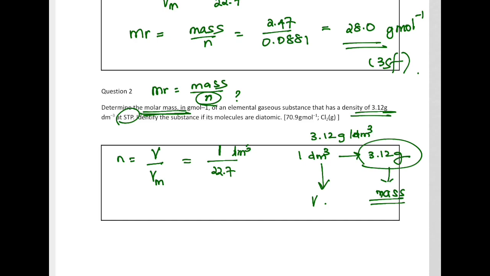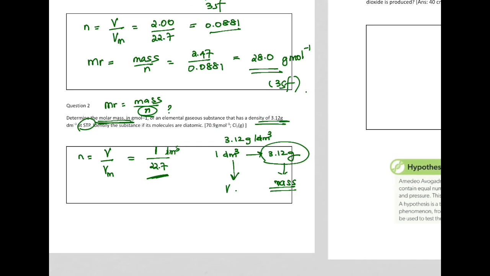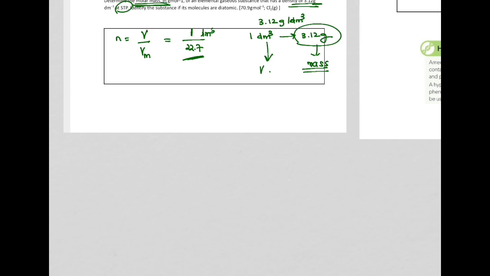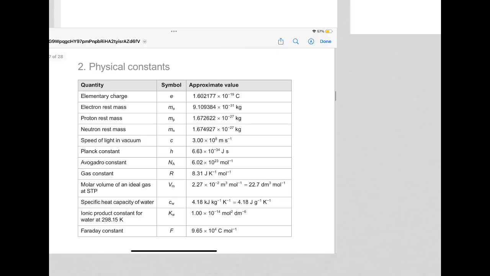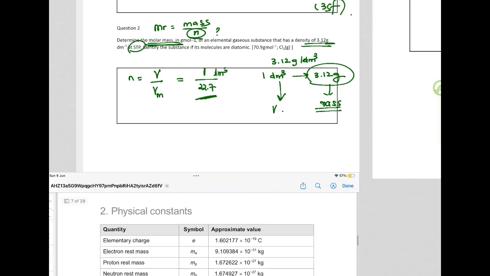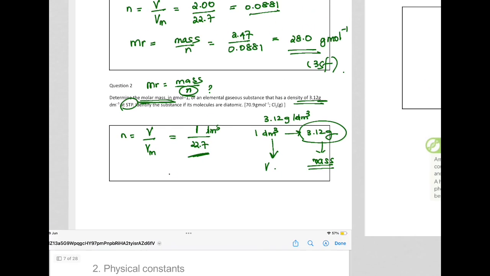Now, 22.7, this is found in the data booklet. You don't need to memorize it. If you look at section 2 of the data booklet, you can see molar volume of an ideal gas, 22.7 dm cube. Okay, so this is what we're using. You find the number of moles, and then you do mass divided by number of moles. Mass is this, number of moles is this, and you have 70.9 gram per mole. Right?